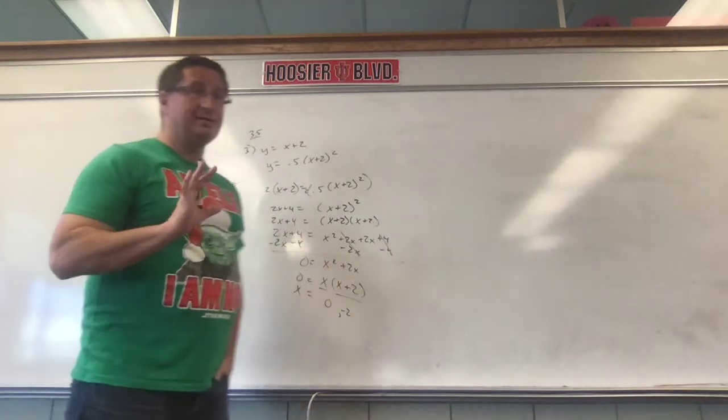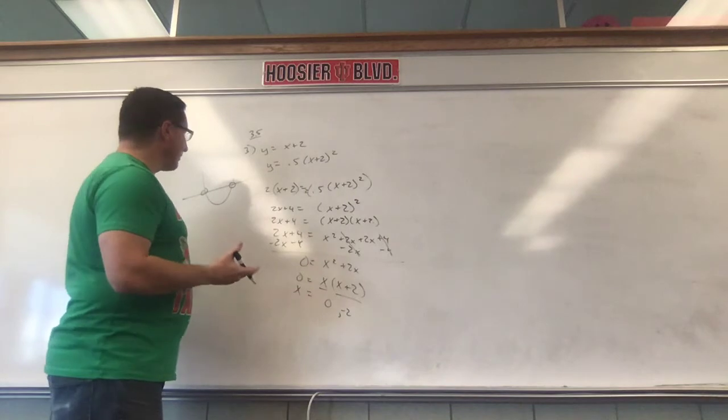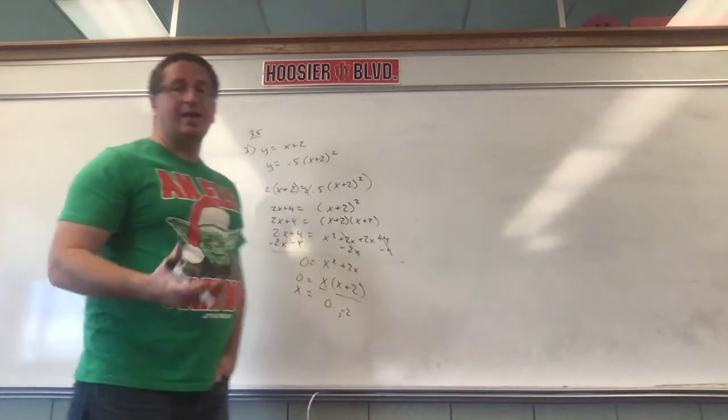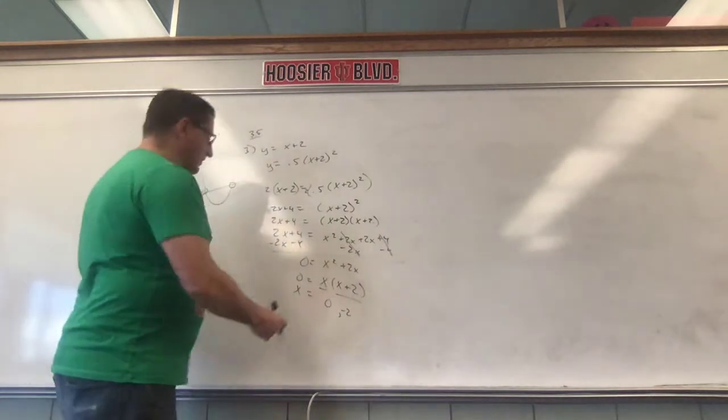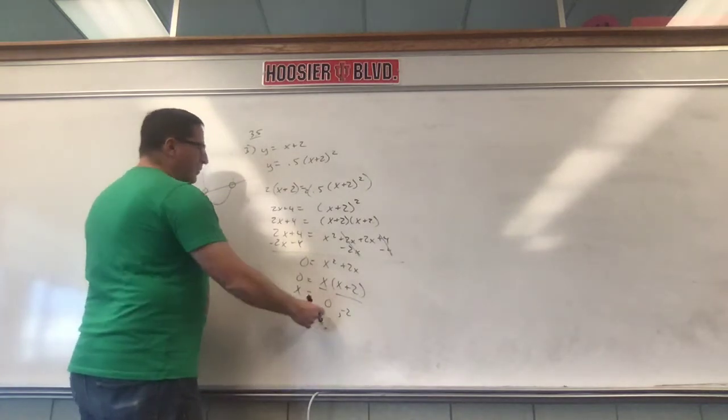Now we're not done. Okay? We're looking for the points where this line and this parabola touch. A point is an x value and a y value. We have x values of 0 and negative 2. We need to find the y values. So how do I do that?